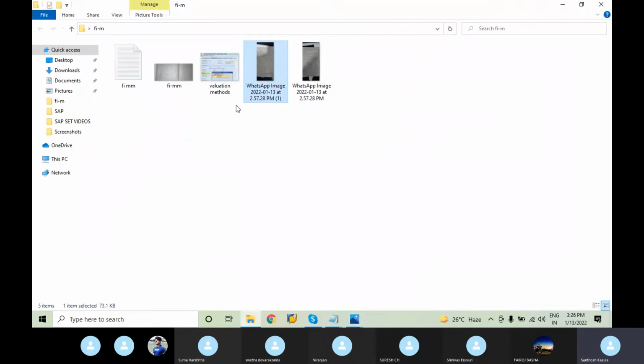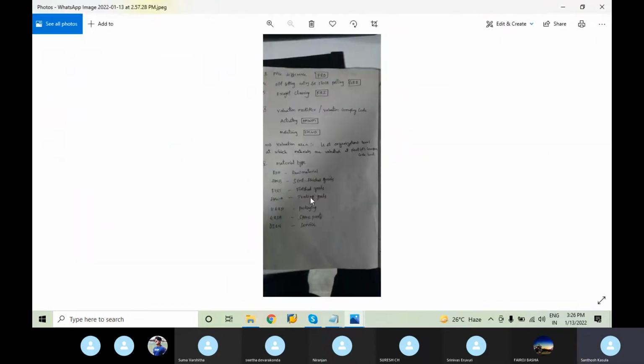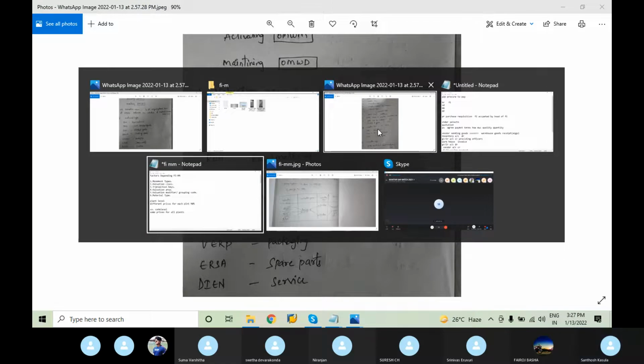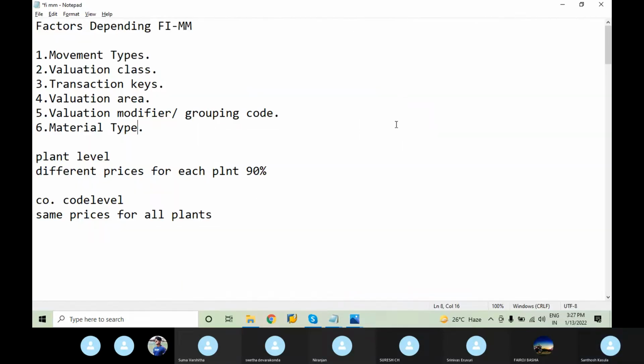While coming to material types, these are segregations we do for our own individual purpose, to understand easily inside the organization how many types of material we have. So these are different. Basically this is not applicable for tax. And while coming to the valuation modifier and plant level, the material type is finished.